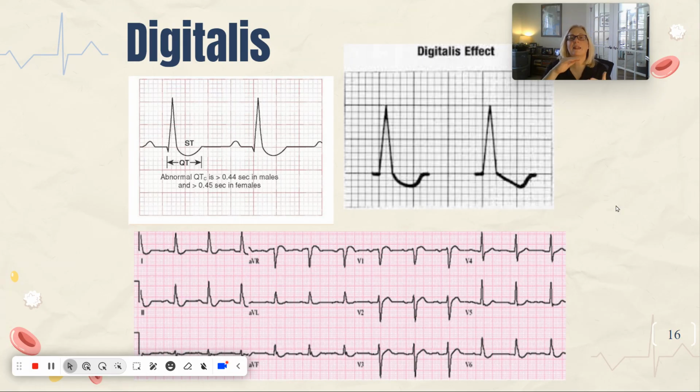So again, the digoxin is the medication. Digitalis is the scooping phenomenon that happens on the EKG. Okay, just something to be aware of.